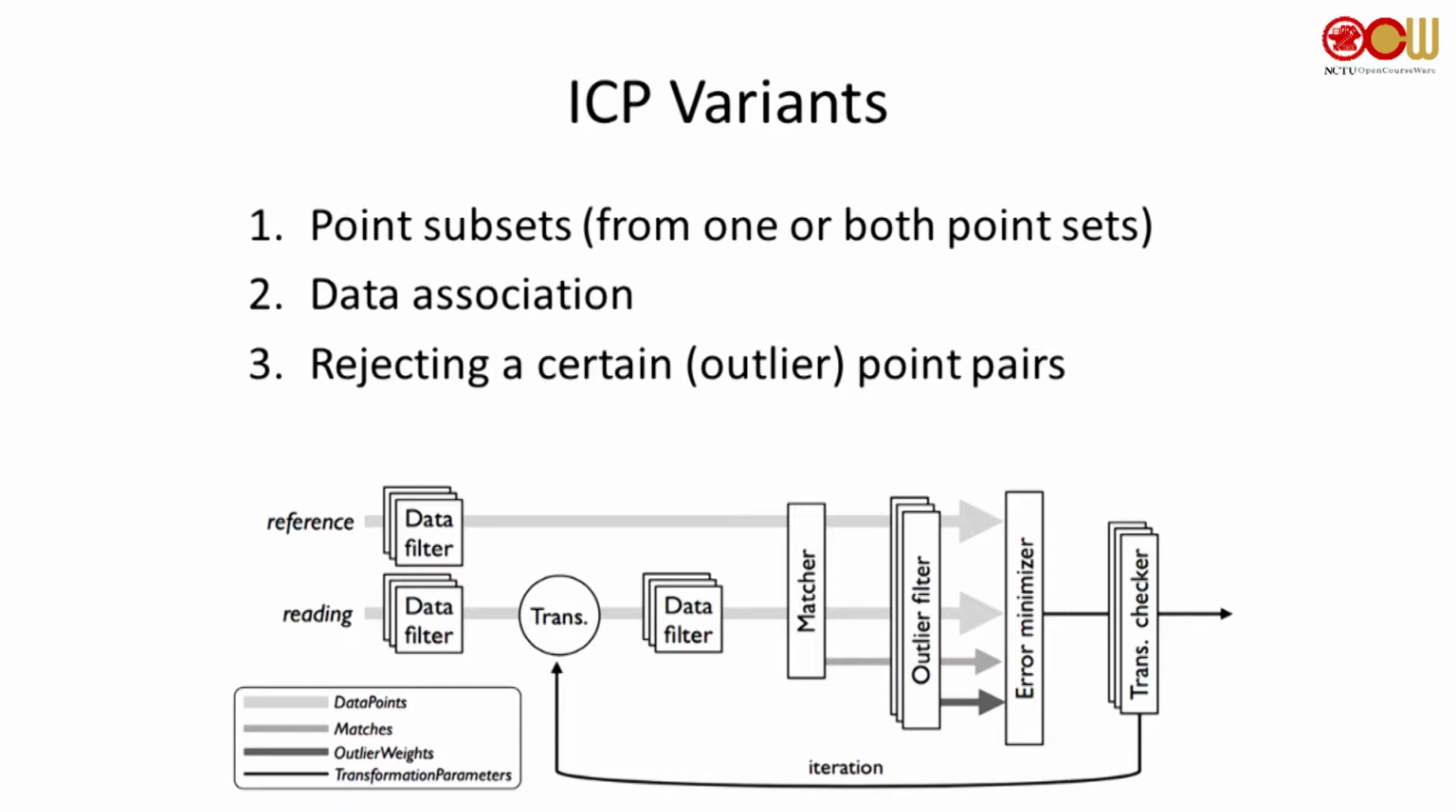Here is the reading. Reading is actually what people also call the model, and then the reference. In the first stage of the pipeline, you see some data filters. Next, you see a component called the matcher. The matcher is about the data association. And the next block is called the outlier filter. Those are the main components of the ICP variants. The diagram here is from the Pomerleau paper, 2013.